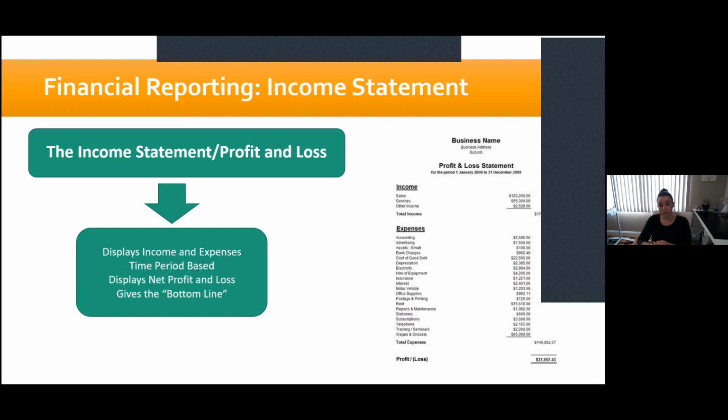The profit and loss statement is also time period based. So you can run this report for a week, you can run it for a month, a quarter, a year, and you can compare it against prior years. This happens to be a January to December report, but you can always change and look at what's happened in between the period. And then it's also going to give you your bottom line. So if you look down at the bottom here, you'll see that there's a profit and loss, and the profit for this business was $37,000 for the year. That means that all of the income that came in minus all of the expenses, that's what it resulted in.